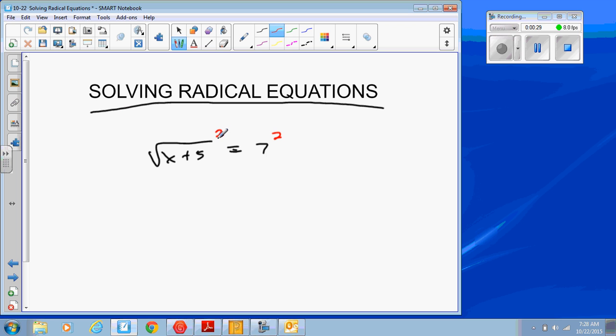So the square of the square root just cancels out, and I get x plus 5 equals 7 squared, which is 49. Then I subtract 5 from both sides, and x equals 44. And that's that. We should always check just to make sure. 44 plus 5 is 49. The square root of 49 is 7. So that does work. We're going to look at simple equations like this and then some more complicated ones.